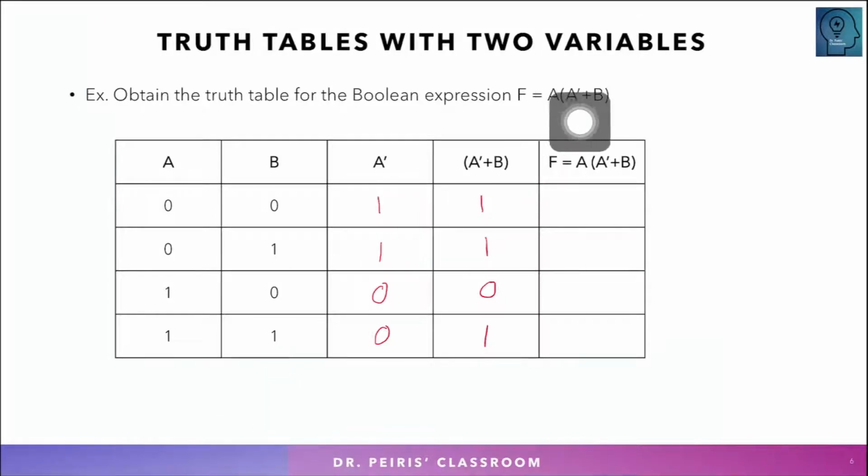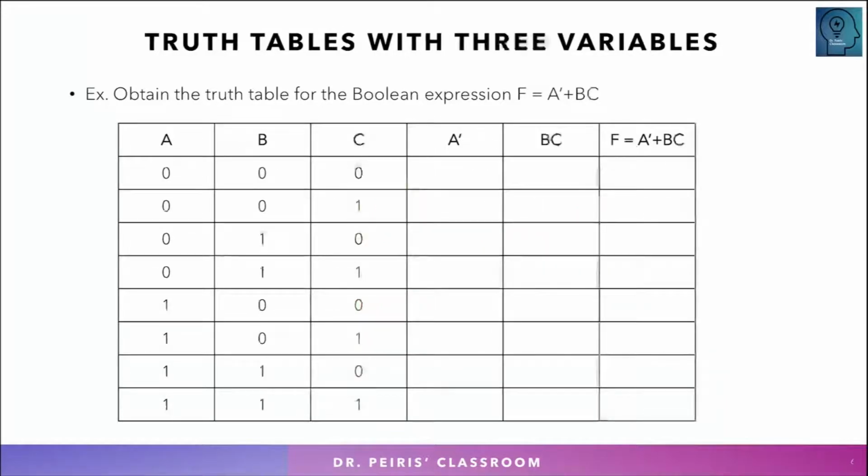Now once you finish with that, we do the A times this one. The times means we are doing the AND operator between the A prime OR B column and the A column. For the AND, both inputs need to be 1. These two are already 0, so this is going to be 0 0. Now for the third one, this is 1, but this is 0, so this is 0. Fourth row, this is 1, this is also 1, so the output is 1. You basically need to remember at least the 3 basic gates and their corresponding tables to make the truth tables.